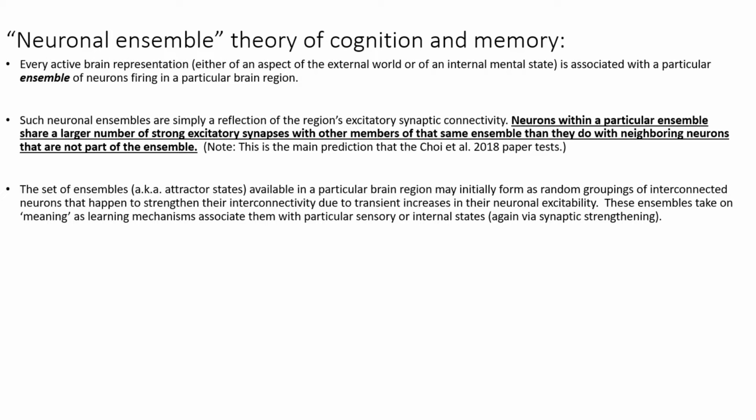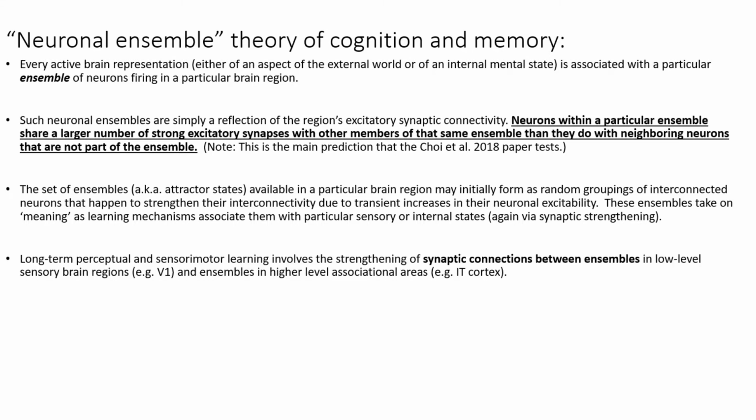The set of ensembles, also known as attractor states, available in a particular brain region may initially form as random groupings of interconnected neurons that happen to strengthen their interconnectivity due to transient increases in their neuronal excitability. These ensembles take on meaning as learning mechanisms associate them with particular sensory or internal states, again via synaptic strengthening. Long-term perceptual and sensory motor learning involves the strengthening of synaptic connections between ensembles in low-level sensory regions and ensembles in high-level association regions, for example, V1 to IT cortex.